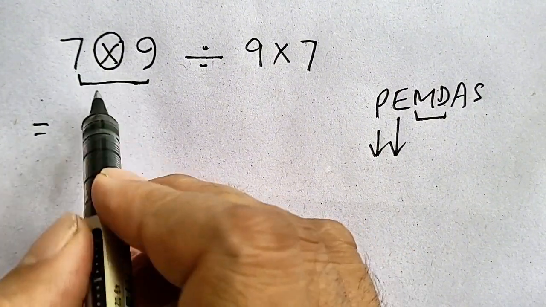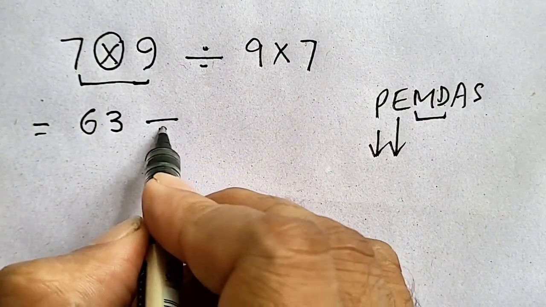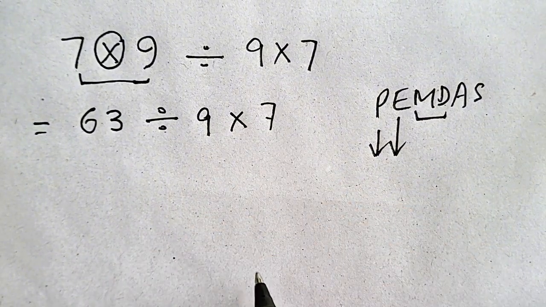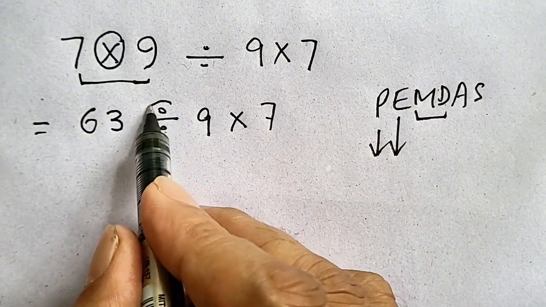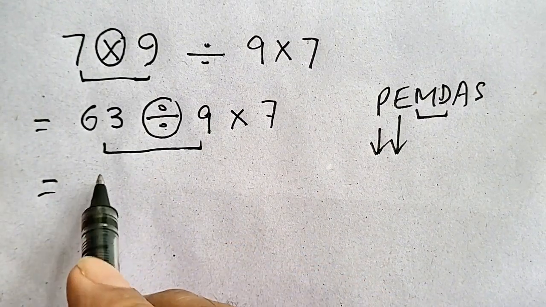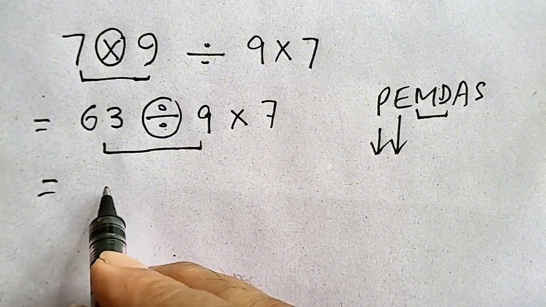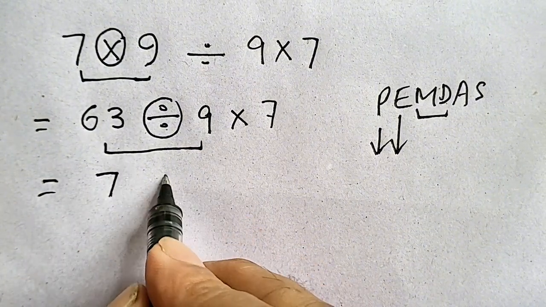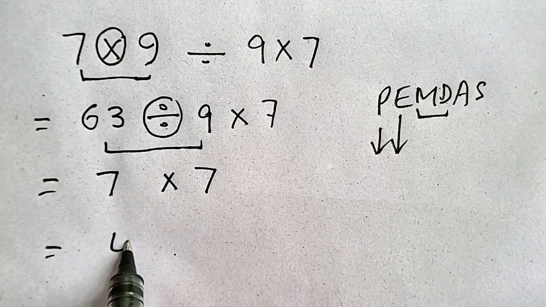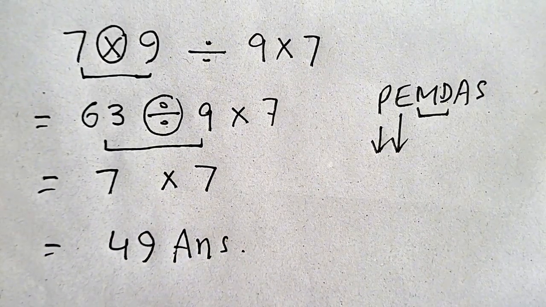So it will become 7 times 9 is equal to 63, divided by 9 times 7. Now the function which is at left is division. So we will perform division. So 63 divided by 9 will be equal to 7 times 7. So 7 times 7 is equal to 49, which is our required answer.